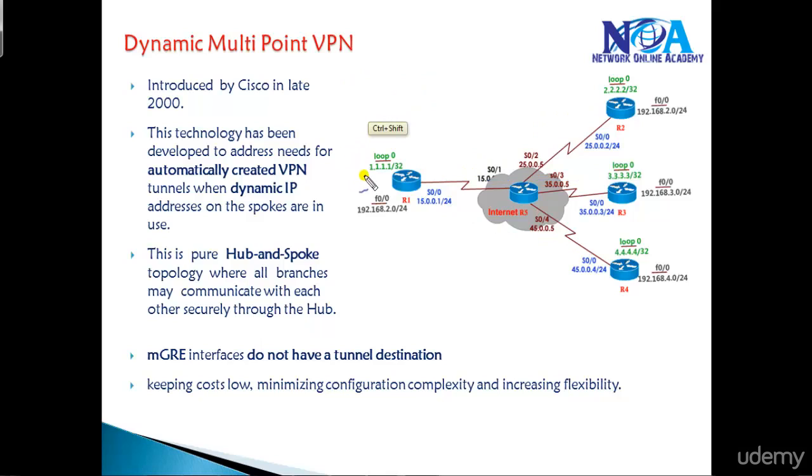But in the case of multi-point GRE, we'll have a source address, we'll be using the multi-point source, but instead of a destination we are going to use multi-point GRE. So we can have multiple destinations on the same particular source interface. It's going to support multi-point connections, that's what we call multi-point VPNs, and it doesn't have any tunnel destination commands. The major advantage here again is that it minimizes the configuration complexity. It gives very good flexibility for providing multiple VPN connections, and also keeps the cost low.